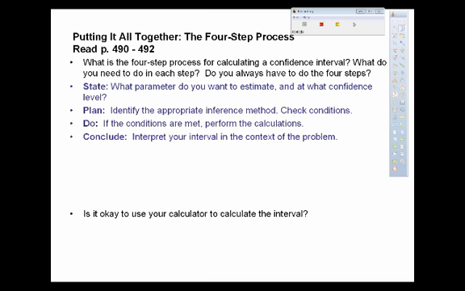Do you have to do it? Yes. That's for both me and Ms. Hines and the AP test. These steps were carefully designed based on the scoring rubrics for confidence interval questions on the AP exam. So yes, you have to, and yes, we'll count it off. So do it. All right.